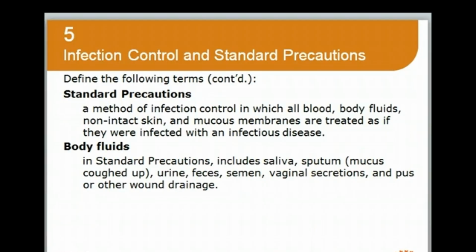Body fluids include saliva, sputum, urine, feces, semen, vaginal secretions, pus, anything that would come out of a wound. We want to keep ourselves separate or create a barrier between ourselves and those things. Typically, we use gloves and goggles, masks, sometimes gowns, things like that to limit our exposure.